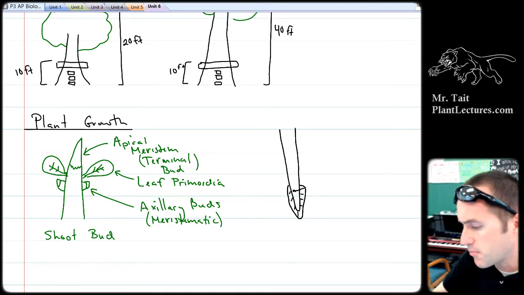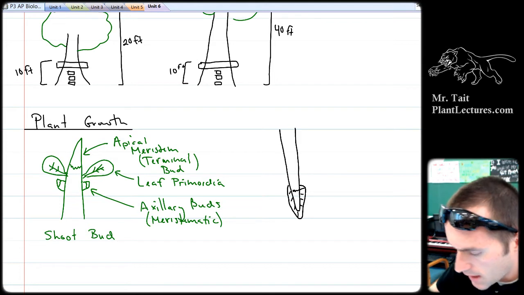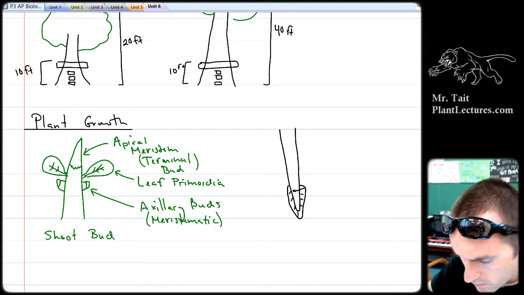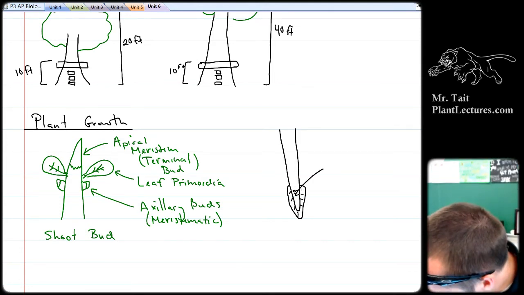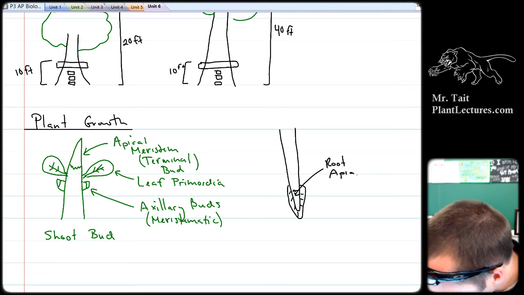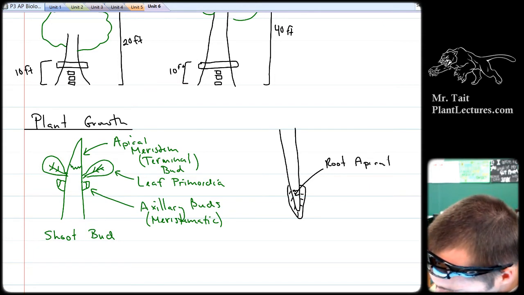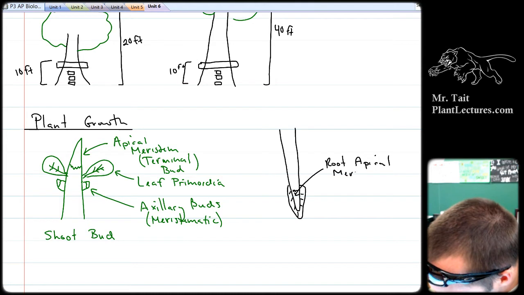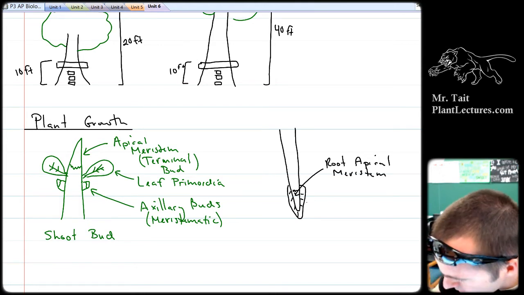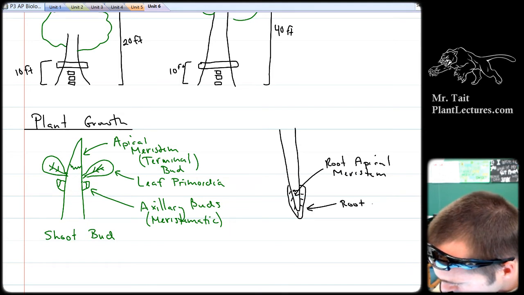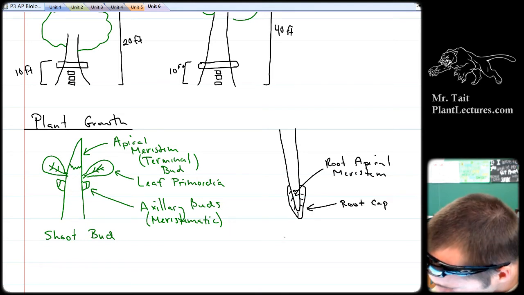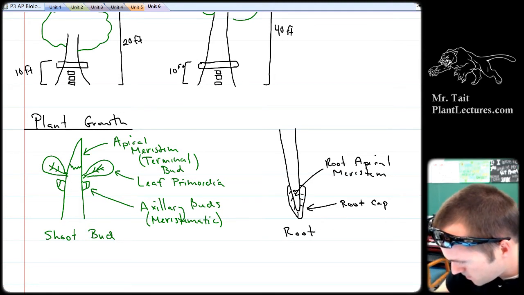And the roots have a couple different parts. Okay? Down here, you've got the root apical meristem. And then here you've got this thing that's called the root cap. And overall, we refer to this as a root or root tip.